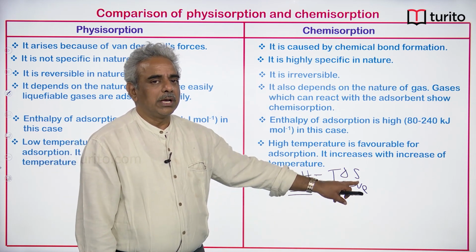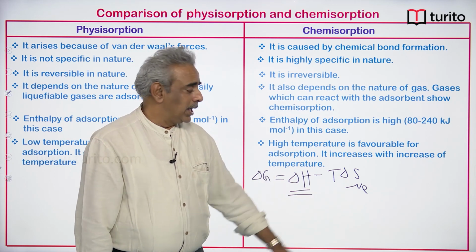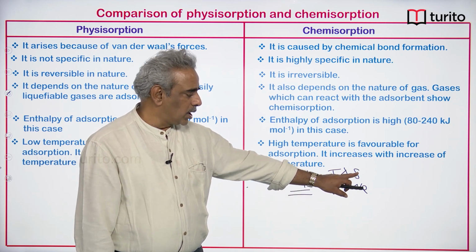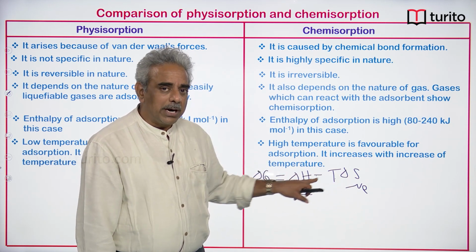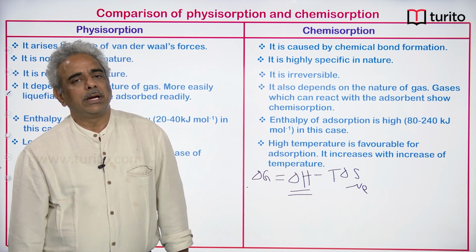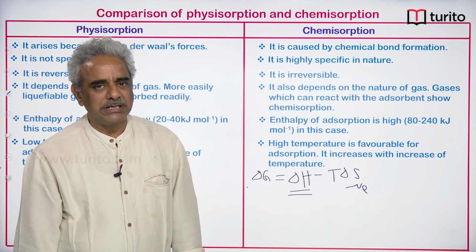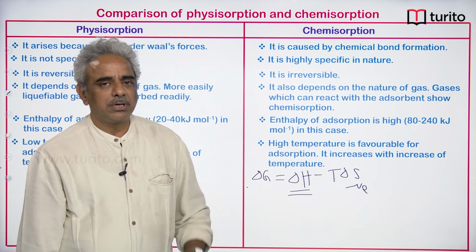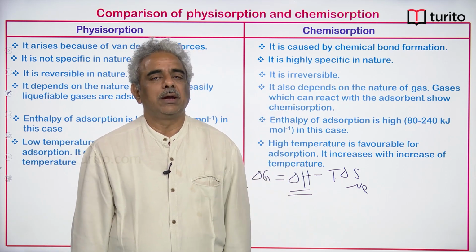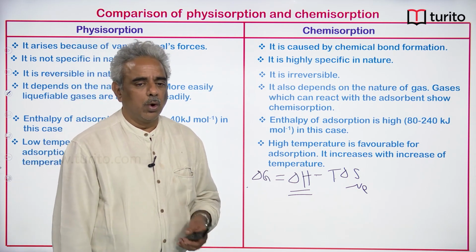How long can you increase the temperature such that chemisorption takes place properly? As long as T does not make this term dominate delta H. There should be delta G negative only. To that extent you can raise the temperature and see that adsorption takes place easily. For chemical adsorption, temperature must be high to some extent; beyond that again desorption occurs. But for physical adsorption, temperature must be low.